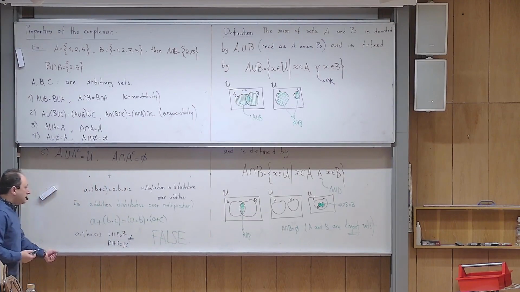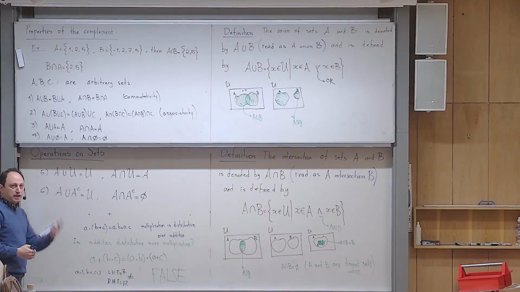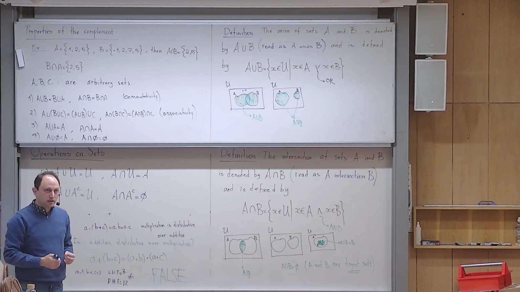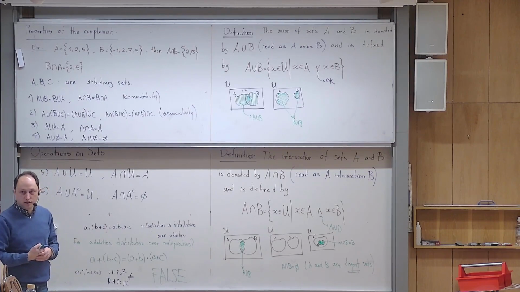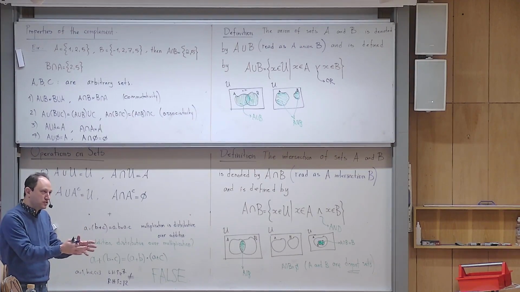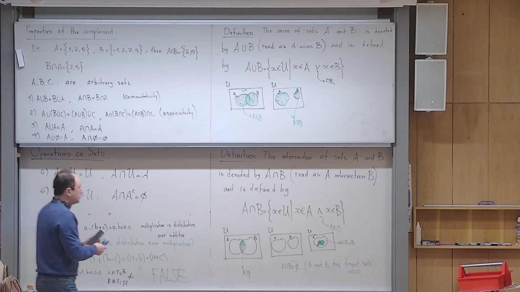Okay. But now let us go back to the world of sets. And we have two operations here. One is the intersection operation and the other one is the union operation. We can ask the same questions here, and let us see how it works. I want you to tell me this.